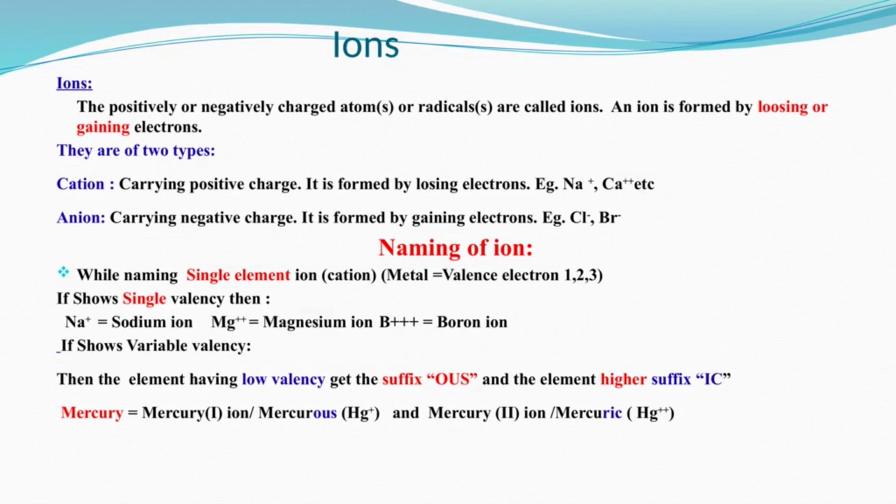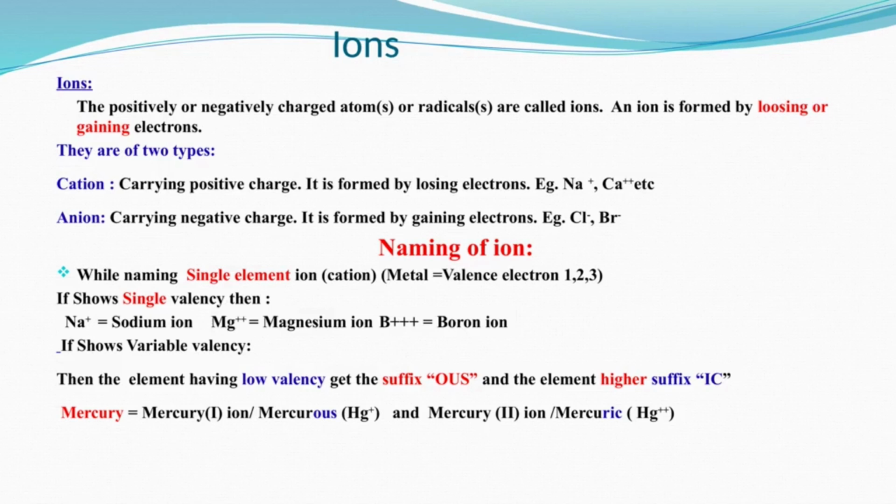Okay, we have studied earlier. Similarly, if it is showing valency 2, we will call it mercury(II) ion. While naming, we will call mercury(I) ion, which is indicated as Hg+, whereas mercury(II) ion we will indicate as Hg2+. So that is about the ions.